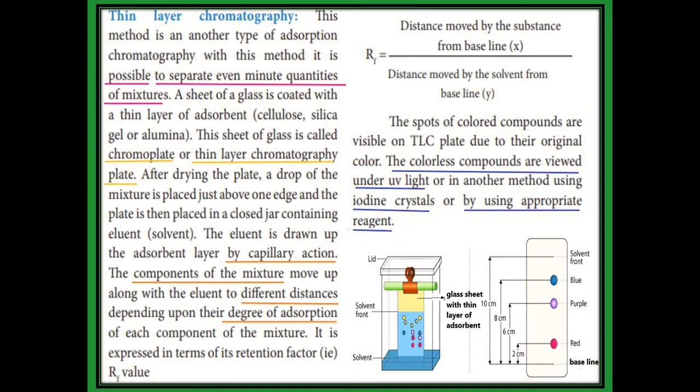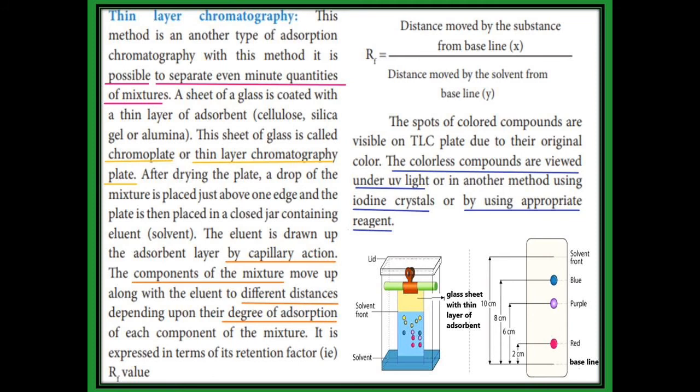Thin layer chromatography. In this thin layer chromatography, first of all we have to prepare the thin layer. The thin layer acts as a stationary phase. But how does the thin layer act as a stationary phase? With the help of support. What support are we going to give? A sheet of glass. That glass is coated with a thin layer of adsorbent.